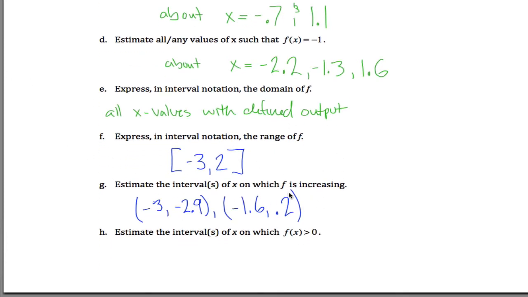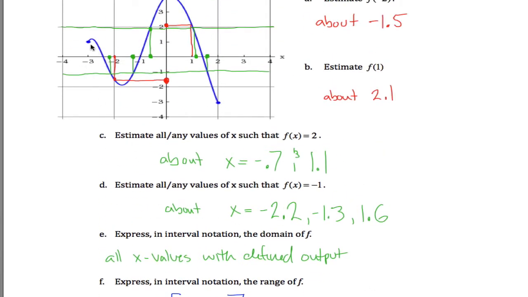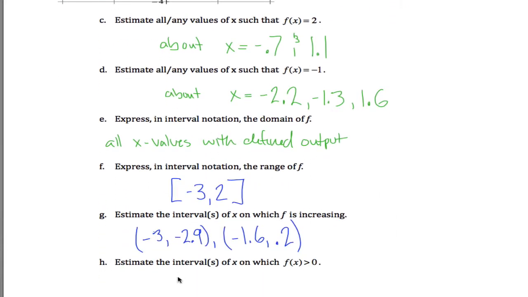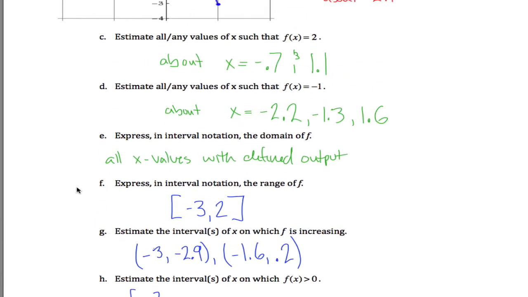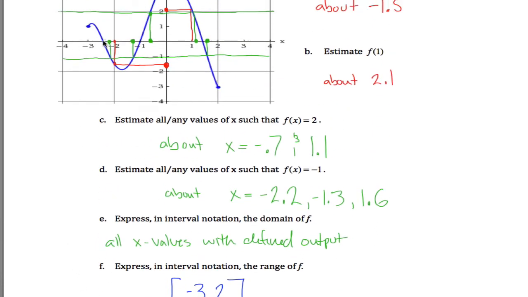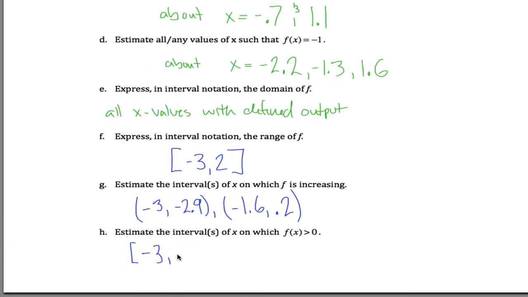And then finally, estimate the intervals of x on which f of x is greater than 0. Okay, so now what I got to look at is when is this blue line above my x-axis here? And it looks like it happens at the start, -3. And it stays above the x-axis until I get to this point, whatever this point is. Looks like it's pretty close to in between -2 and -3, so maybe I'll call it -2.5. However, we want it to have an open parentheses here, not a bracket, because for f of x to be greater than 0, I don't want to have exactly -2.5 in there.